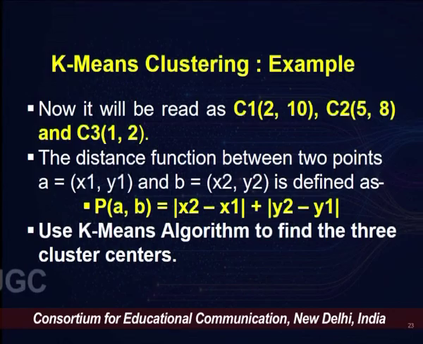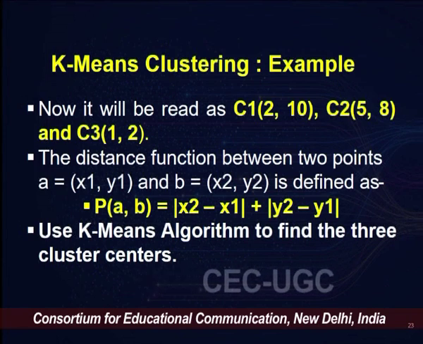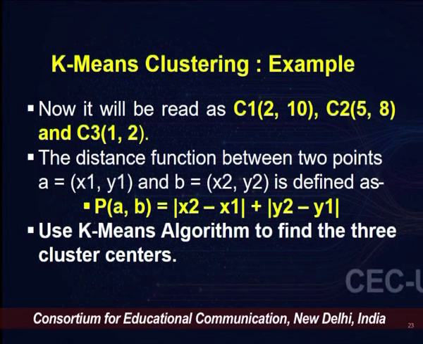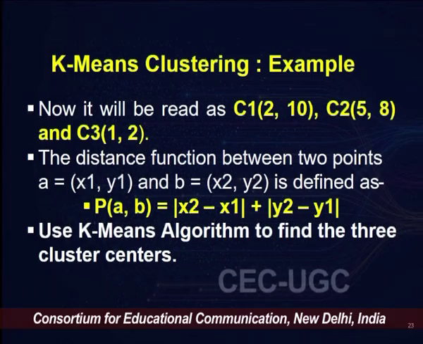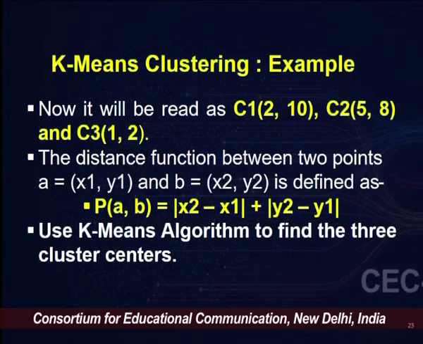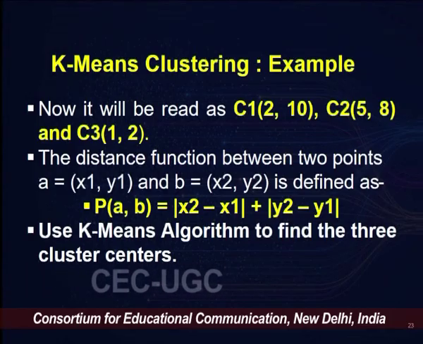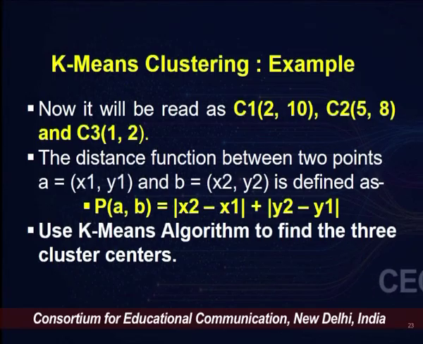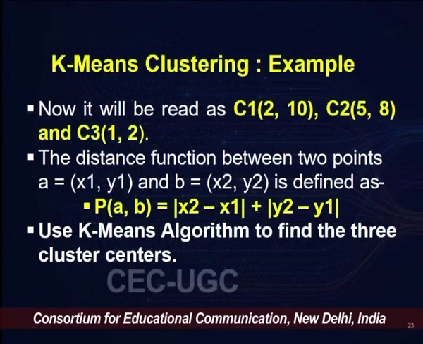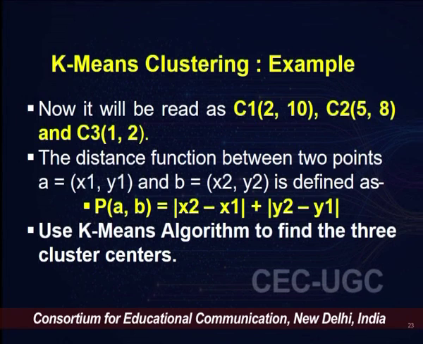Now, the distance function between these can be defined, as I told you, it can be Euclidean distance, it can be anything. For simplicity, I have taken absolute differences, that is the absolute value of x2 minus x1, plus the absolute value of y2 minus y1, just for simplicity. You could have taken other distance metrics, such as Euclidean distance or Hamming distance, many other techniques could be used as part of the distance metric. Now, we would apply the k-means algorithm to find the 3 cluster centers.